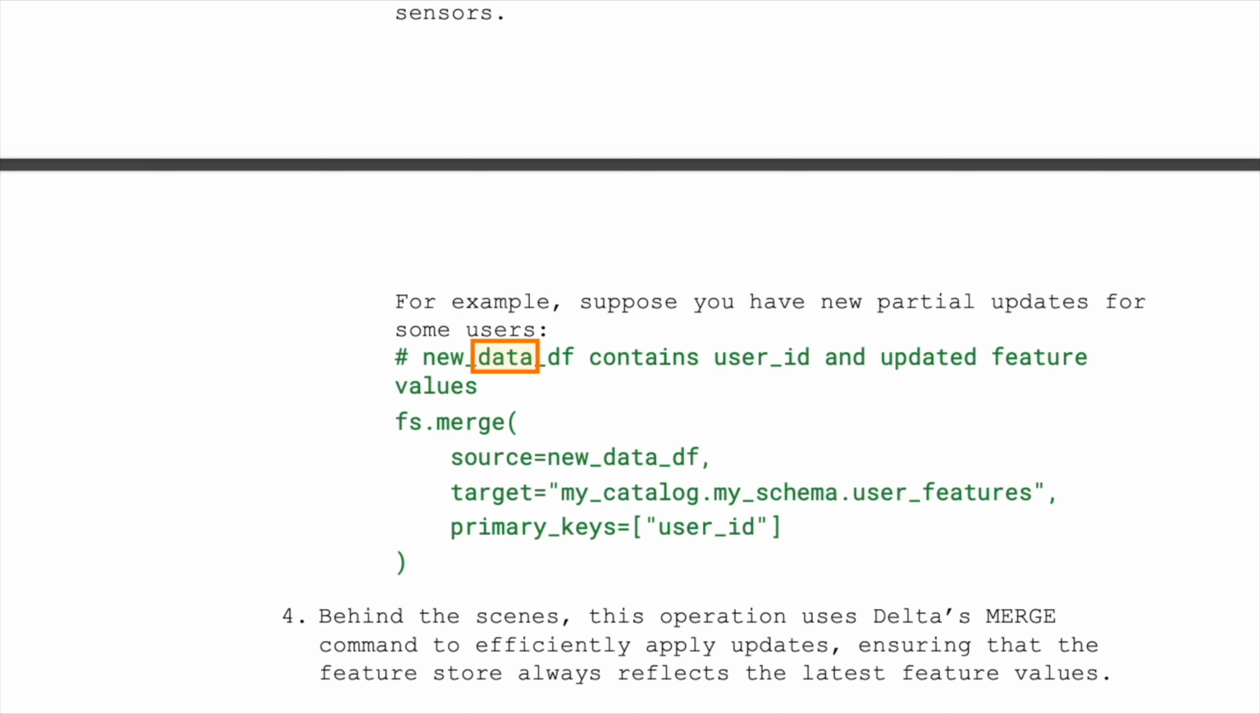# new_data_df contains user_id and updated feature values. fs.merge(source=new_data_df, target="my_catalog.my_schema.user_features", primary_keys=["user_id"]). Behind the scenes, this operation uses Delta's merge command to efficiently apply updates, ensuring that the feature store always reflects the latest feature values.